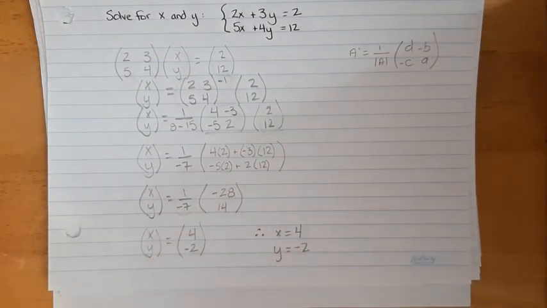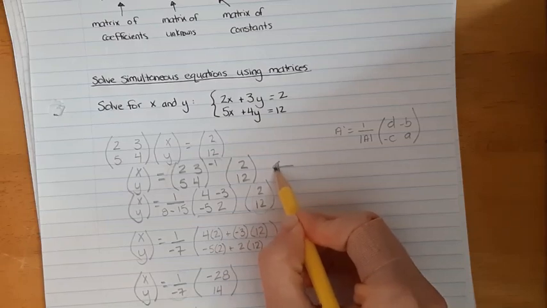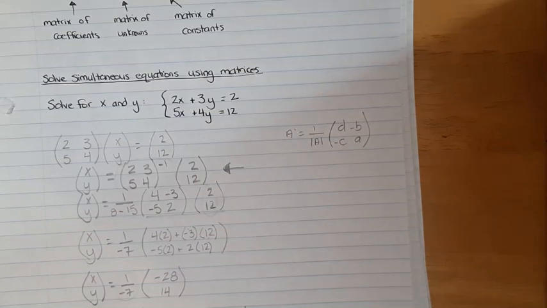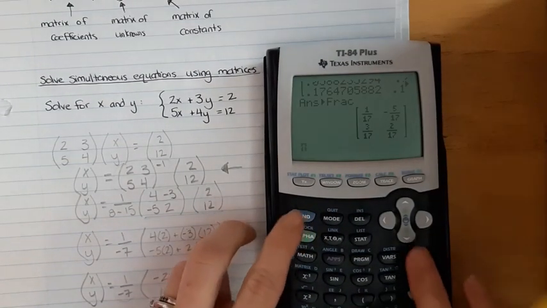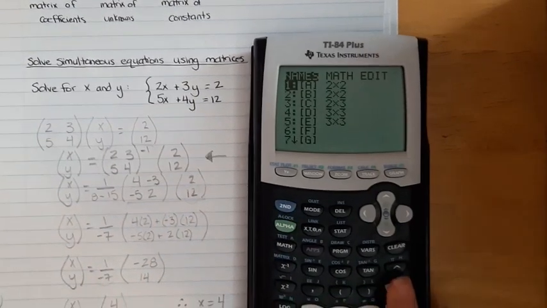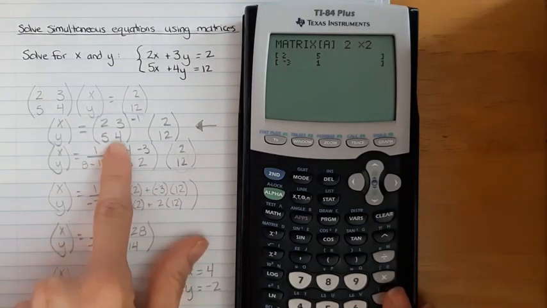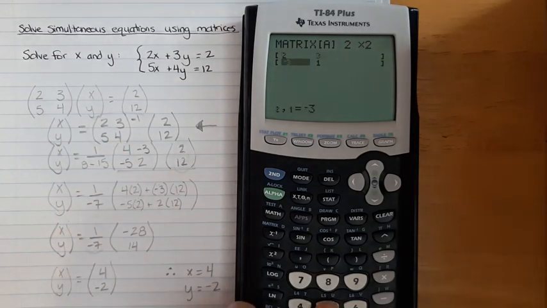If you were to do this on your calculator, you need to get to this point. And then once you get to that point, you can put that in your calculator. So if I were to pull my calculator up here, clear that, I need to go into my matrix menu, and the first thing I need to do is edit some matrices. So first matrix I'm going to put in is a 2 by 2. And it's the 2, 3, 5, 4, 1.